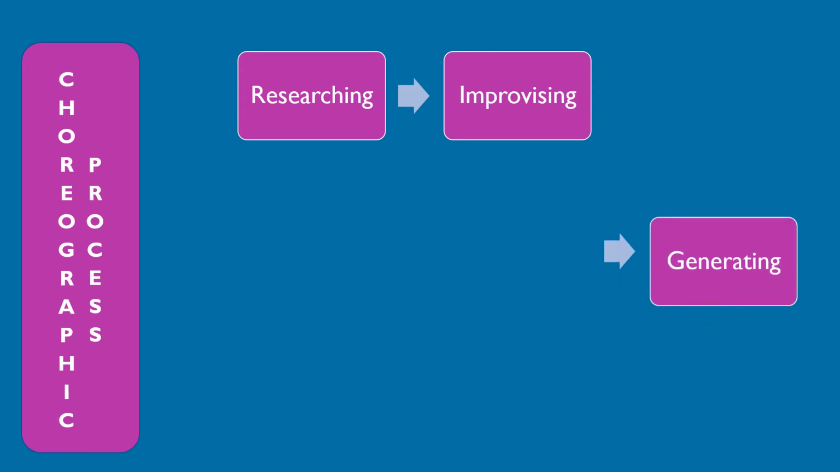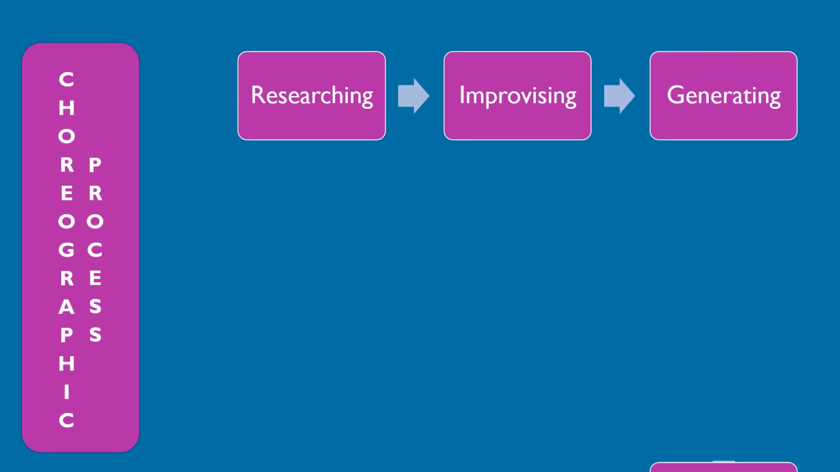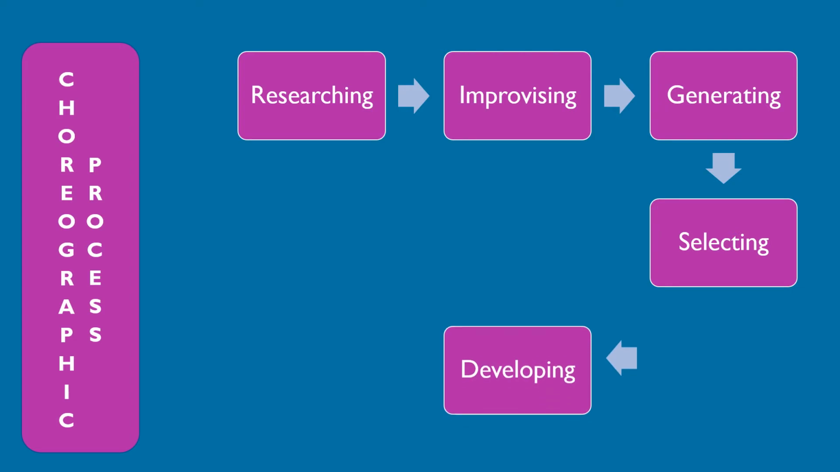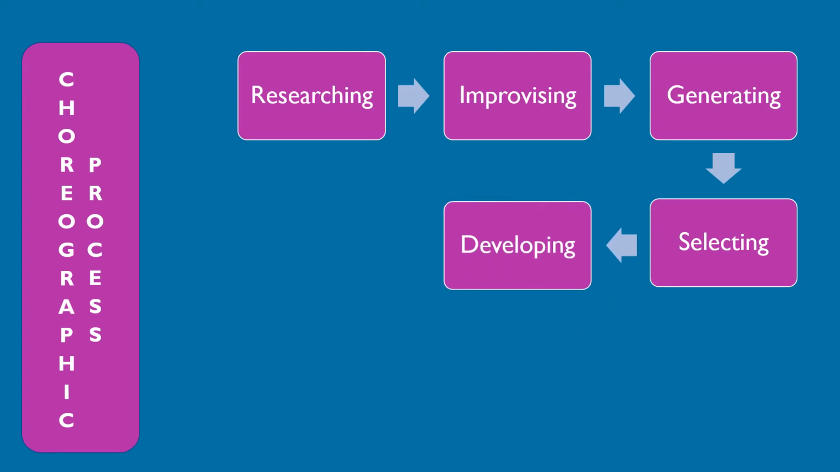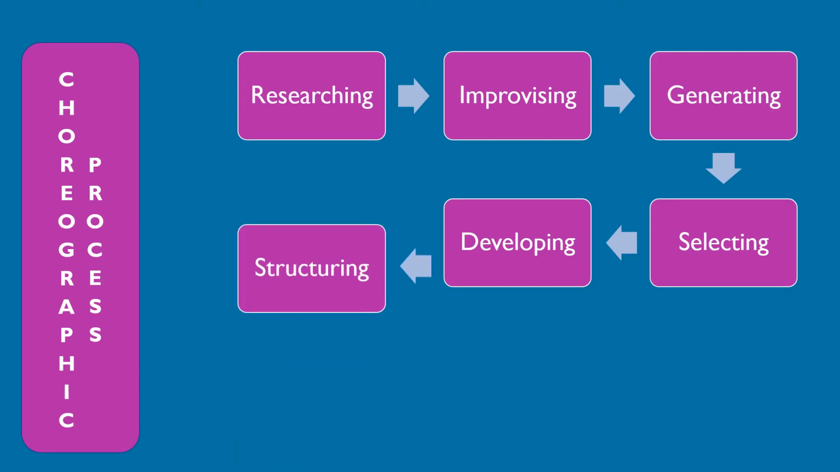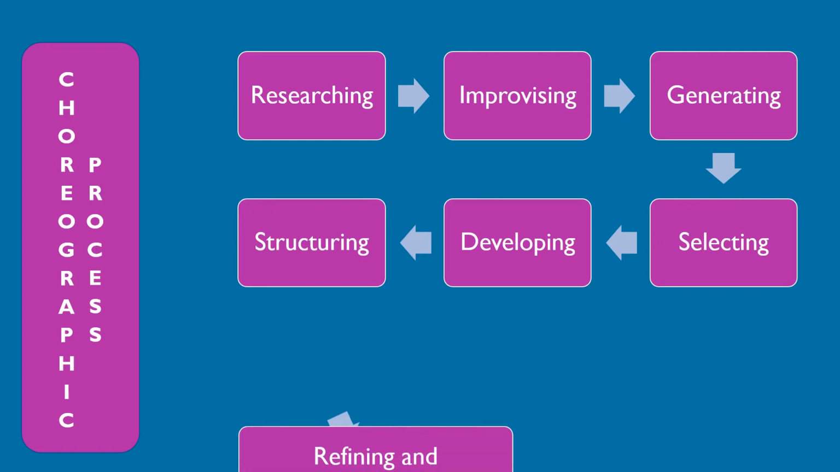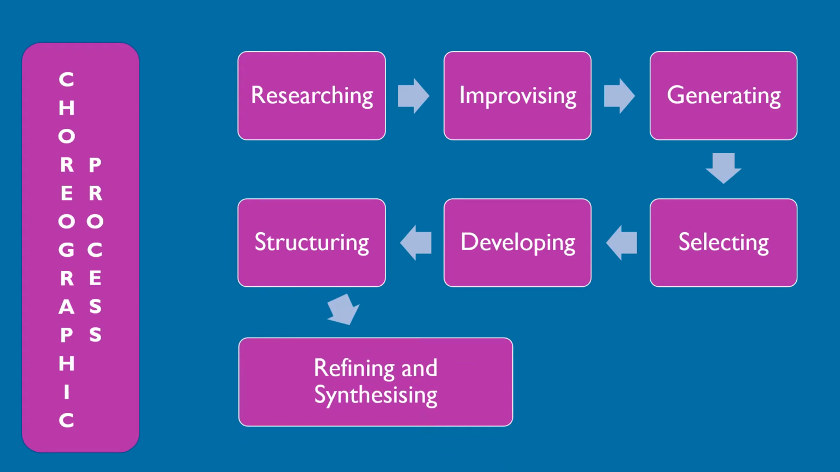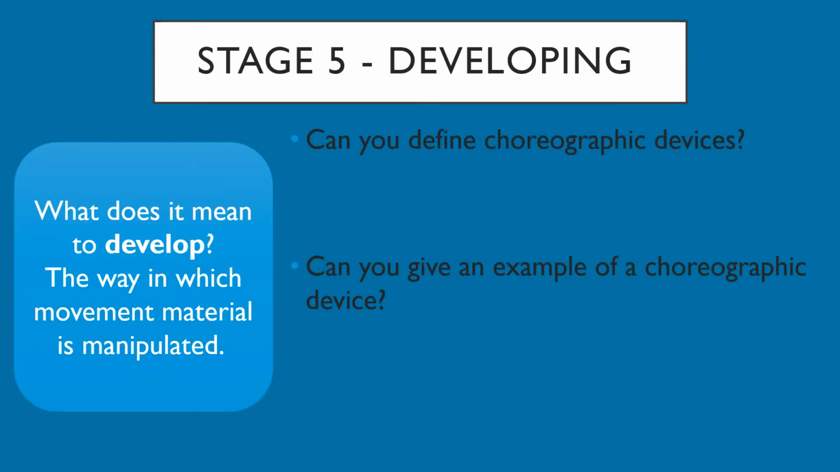Then we have generating, so coming up with the movement material, and then you want to be selecting the best of that movement material. Then you want to be developing, which is stage 5, which is what we're going to go into more detail with today. And then you want to start structuring your final piece. And then you will be refining and synthesizing, so practicing, refining, cleaning up your final dance, and that is the process for creating a choreography. Okay, so stage 5, developing today.